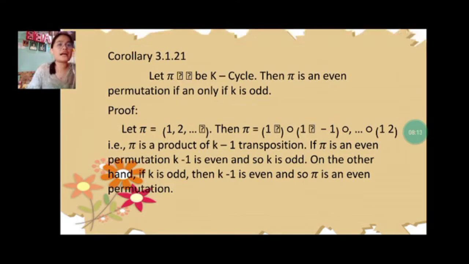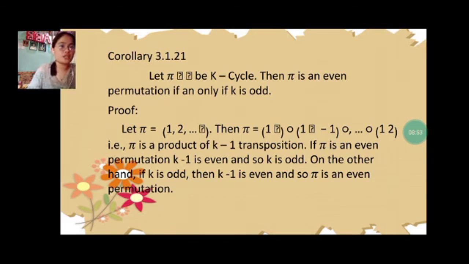So, corollary 3.1.21. Let pi, an element of Sn, be a k cycle. Then pi is an even permutation if and only if k is odd. Proof. Let pi be equal to (1 2 ... k). Then pi is equal to (1 k) composed with (1 k minus 1) up to composed with (1 2). Pi is a product of k minus 1 transpositions.